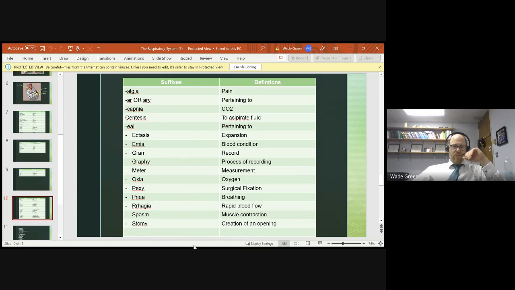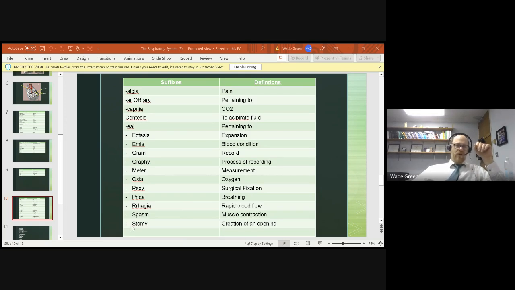Pnea means breathing. Rrhagia is rapid blood flow, so hemorrhage means rapid flow of blood. Generally speaking, we see this with acute bleeding. Spasm, muscle contraction, I think that's pretty intuitive for most of us. There is such a thing called bronchospasm, where we can have spasm of the bronchus. There's actually smooth muscle in rings surrounding the bronchioles, and that can lead to bronchospasm in people that have asthma and people that have exercise-induced bronchospasm, where they have shortness of breath that's triggered with exercise.